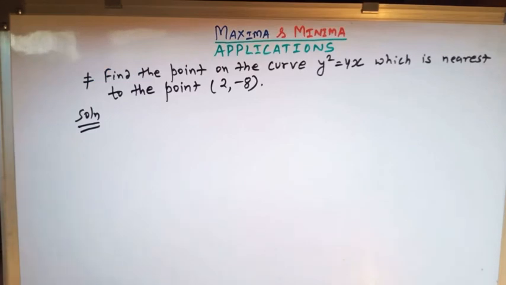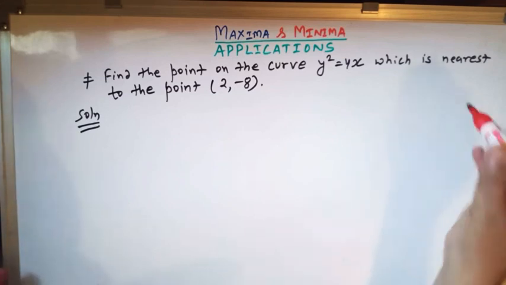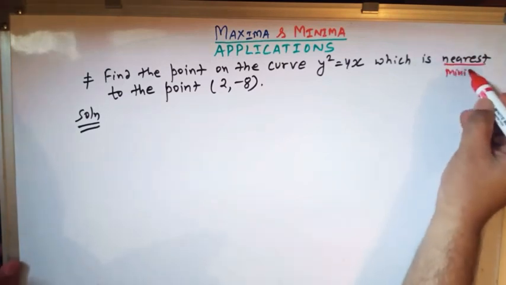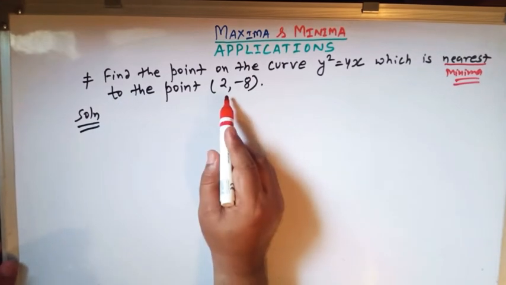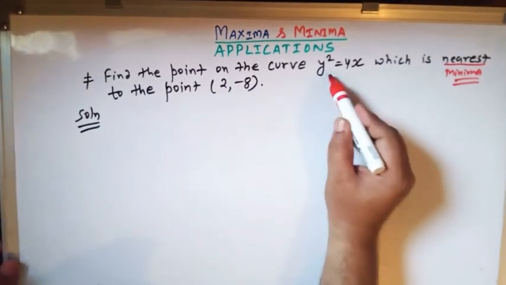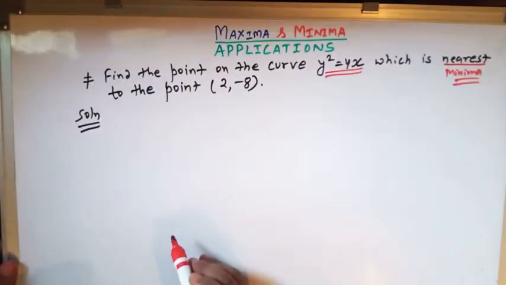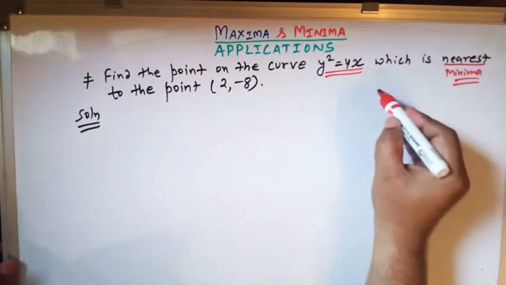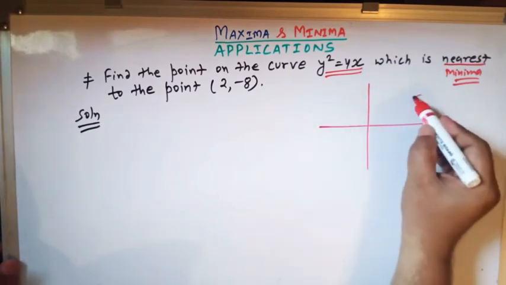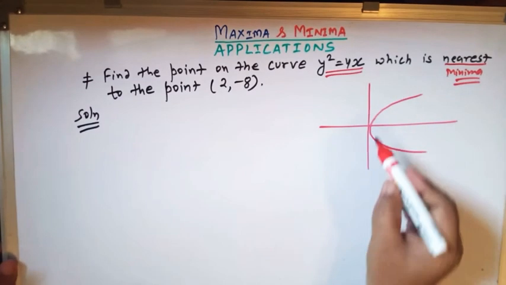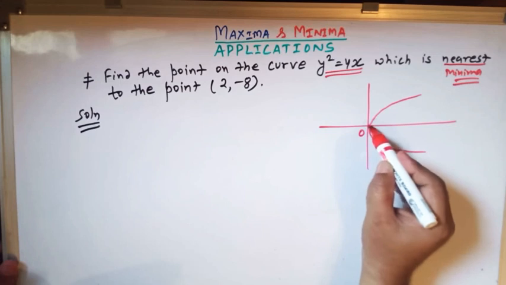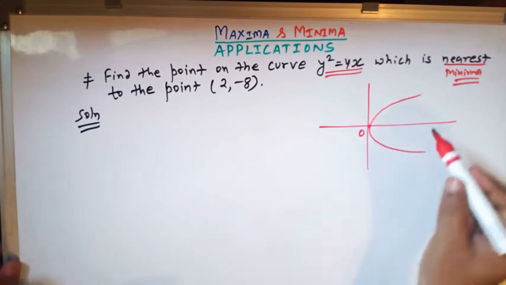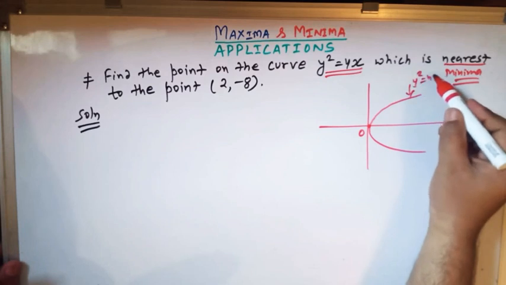Now viewers, we have this problem here. Find the point on the curve y square equal to 4x which is nearest to the point 2 comma minus 8. So nearest means minima. Clear? So this represents our parabola, and it looks like this. Clear? So this passes through the origin, the vertex is at origin. So this is the curve y square is equal to 4x.